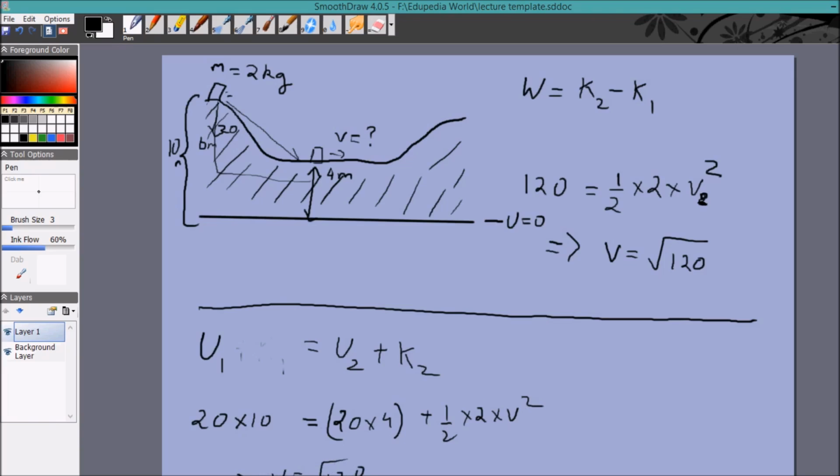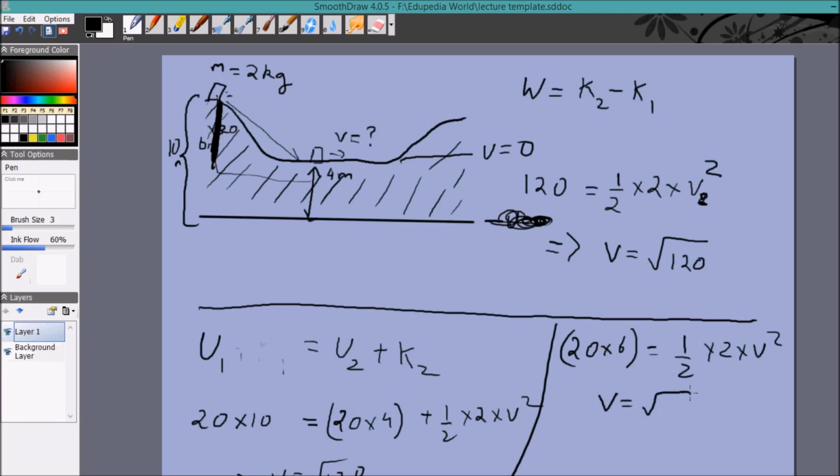So we see that we got the same answer. Now, let's try to do it in the third way. Let's try to do it just like this, but instead of taking this as U equal to 0, I take this as U equal to 0. In that case, U1 is now mgh, but h is measured from this reference point. So this is 6. So now I have 20 into 6 is equal to, now U2 is 0. The final is 0, right? I am at U equal to 0. So this is equal to half into 2 into V square. So this also gives me V equals root 120.